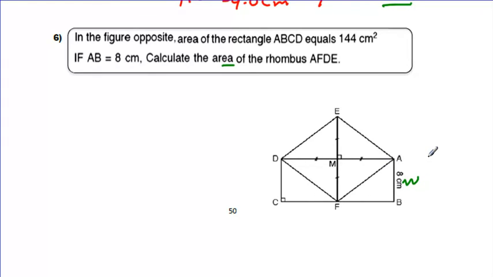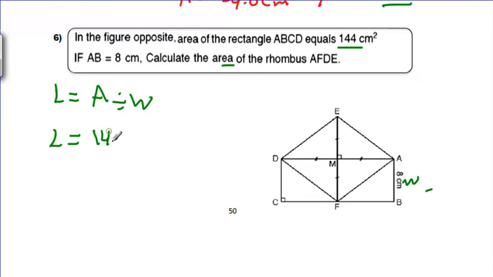He gave me two pieces of information about the rectangle. He gave me the area, 144, and the width. So I can get what? Yes, excellent. I can get the length. Length equals area divided by width. So length will be equal to 144 divided by 8. It will be equal what?